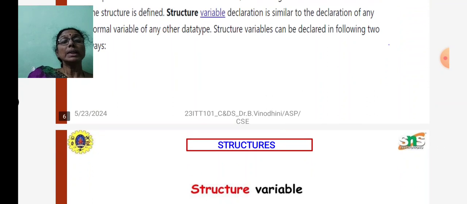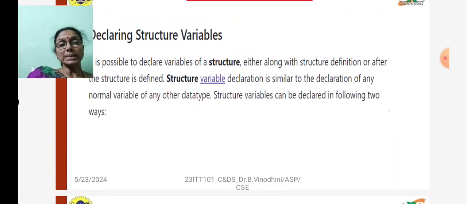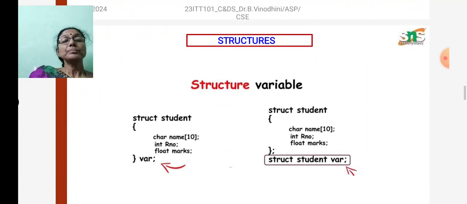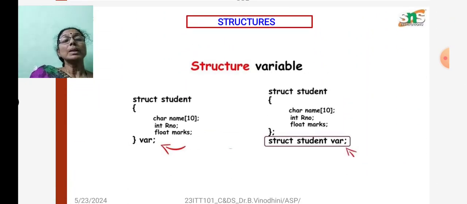Next we have to declare the structure variable. Once the structure is defined, is the memory allocated? No. Only once you declare the structure variable for the defined structure is the memory allocated for the structure variables. The structure variable can be declared either along with the structure definition itself, or we can declare the variable separately using the data type followed by the variable.